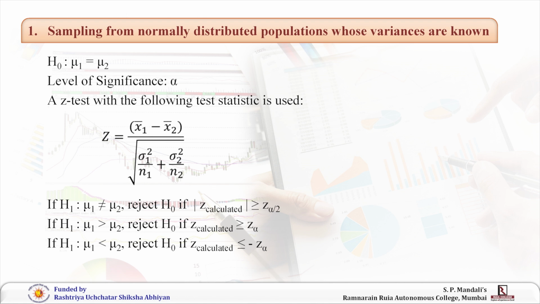Only thing is the alternative will be mu1 not equal to mu2, mu1 greater than mu2, or mu1 less than mu2, and the value to be compared is either the absolute value of z calculated with z alpha by 2, or z calculated with z alpha by 2 and z calculated with minus z alpha.